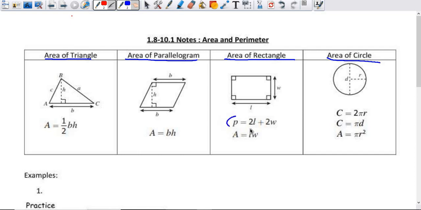This perimeter of a rectangle we'll very rarely use because we know the perimeter of a rectangle, we just add up all of our sides. We will use both of our circumference formulas for a circle.